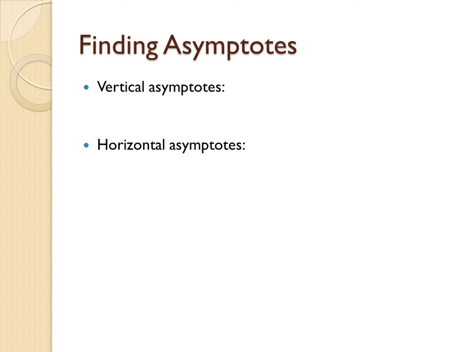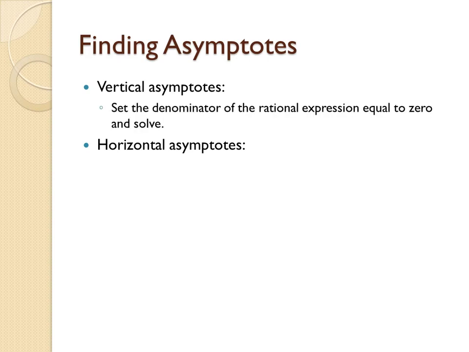In order to find a vertical asymptote, what you will do is set the denominator of the rational expression to be equal to 0 and then solve for x. In the case of a horizontal asymptote, you have three possibilities that you have to deal with.